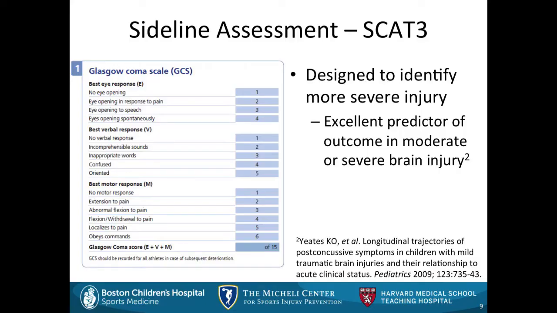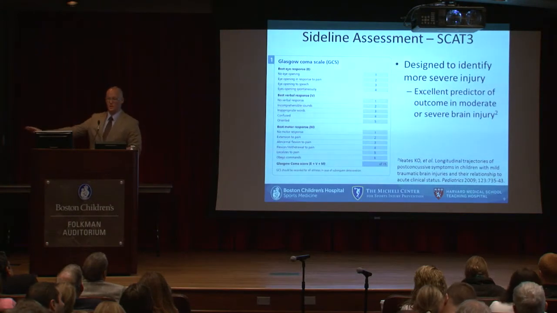So then you get into the actual SCAT3. Let's say you've passed all those categories and you've got this middle ground player. It's not the kid that clearly doesn't have a concussion. It's not the kid who clearly does have a concussion. We've got to try and figure it out.